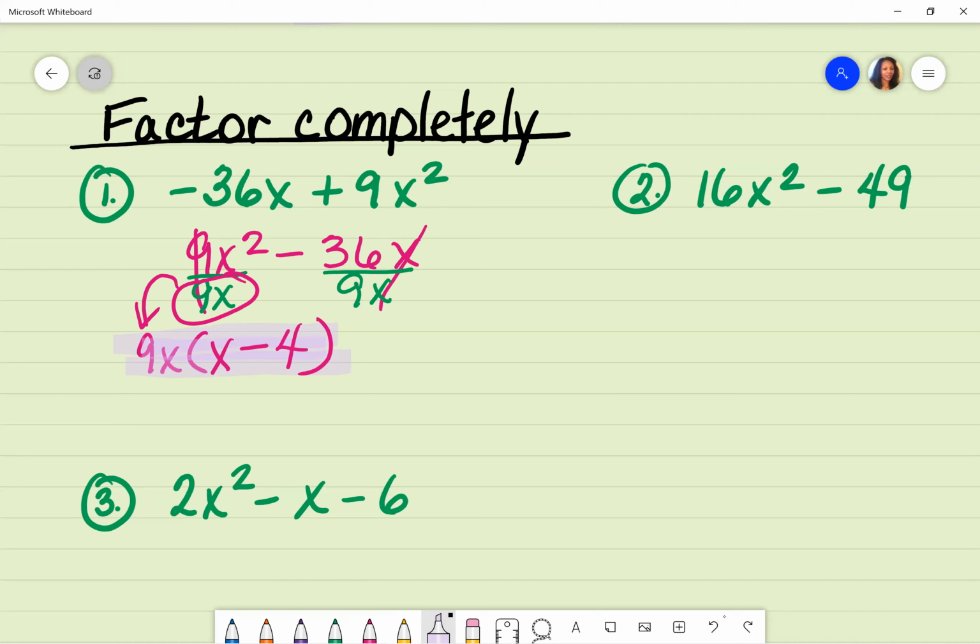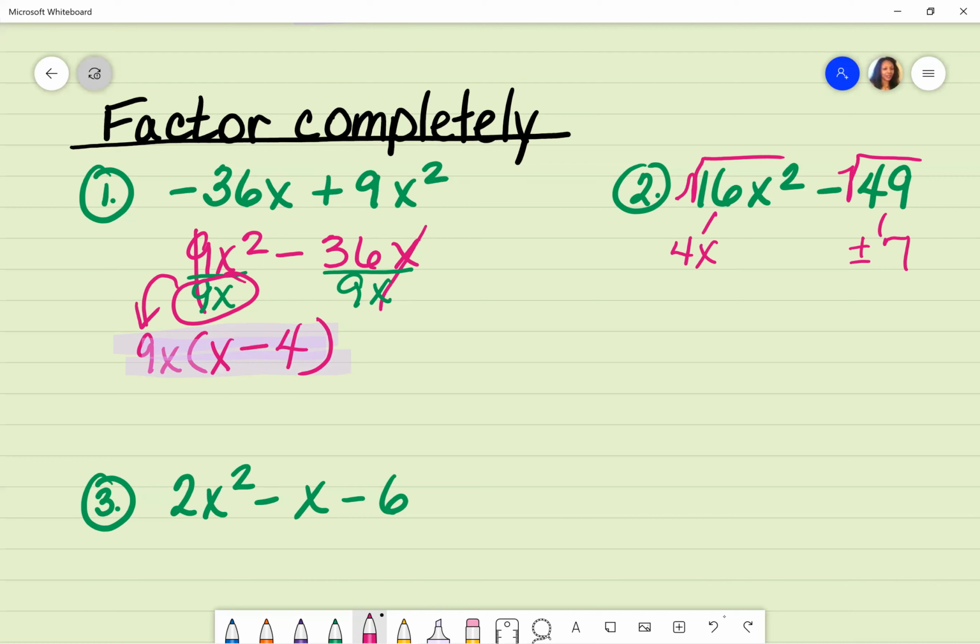Next thing I want to do is look at the second one. So there's multiple ways to factor. You do not have to use my method. You can use the area model, or since this is a difference of two squares, meaning I have two perfect squares with a minus sign in between, the easiest way to do it is to just take the square root of both of the first and the last term, which is going to leave me with 4x. And this is 7. Actually, it's plus or minus 7. And that is my answer.